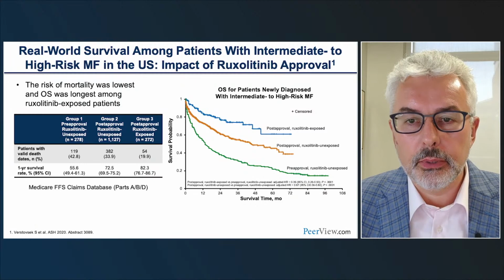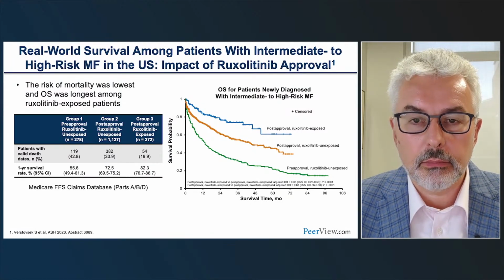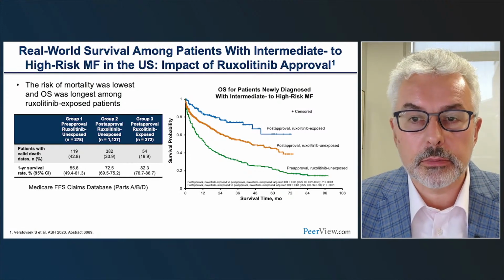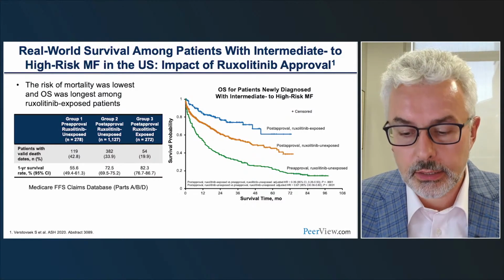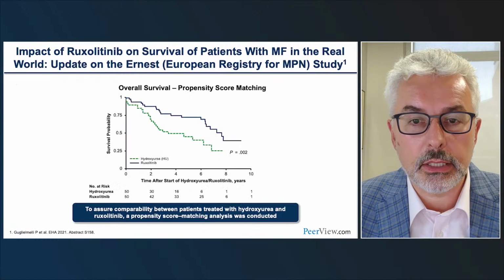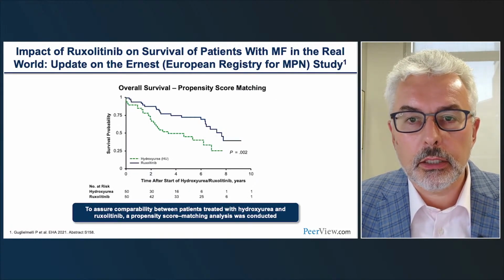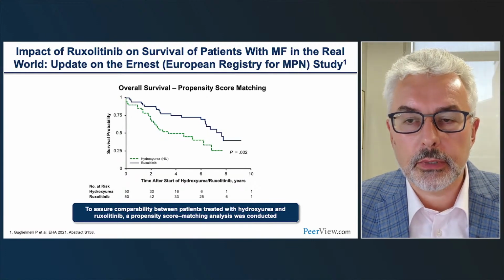But with the blue line, we see that application of ruxolitinib post-approval, post-2011, over the last 10 years, those that were exposed to ruxolitinib had even better survival. I say that's an extra kick of ruxolitinib for survival benefit. Similar results were seen in Europe. This is the impact of ruxolitinib on survival in an observational study called ERNEST, the European Registry for MPNs.